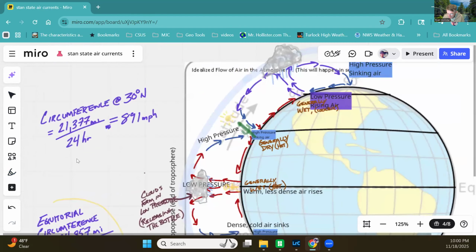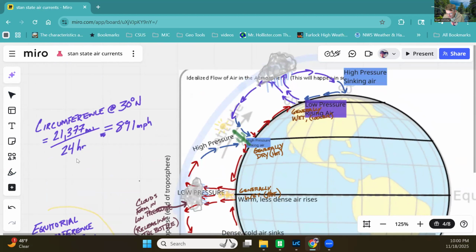Now, if I go up to 30 degrees north, all you have to do is some simple geometry. You take the cosine of 30 degrees and multiply that times the equatorial circumference, and it comes up with 21,377 miles. So the important thing to know here is at 30 degrees north, give or take, the distance around the Earth is only 21,377 miles if you stayed walking along the 30 degrees north latitude line.